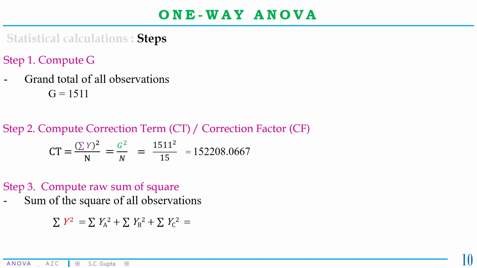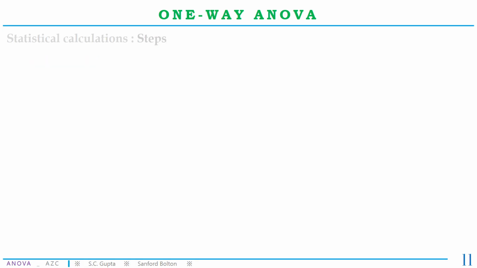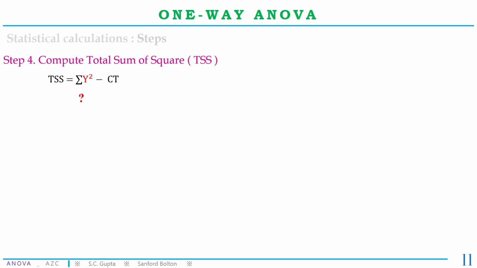Step 3. Compute raw sum of square. It is the sum of the square of all observations. This we have already calculated in the previous slide. The sum of square is 152,247. Step 4. Compute total sum of square, TSS. TSS is equal to sigma of y square minus CT. TSS calculated is 38.9333.